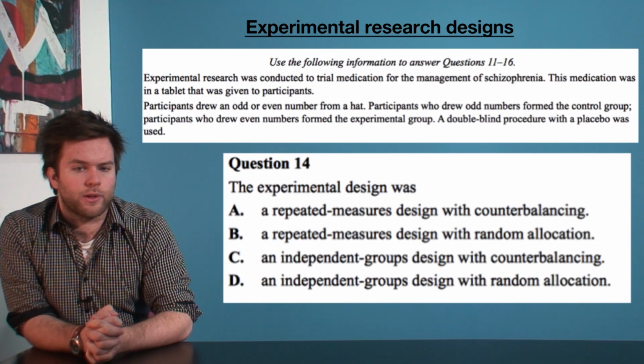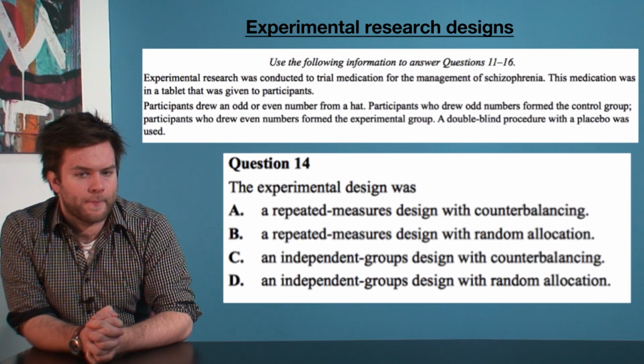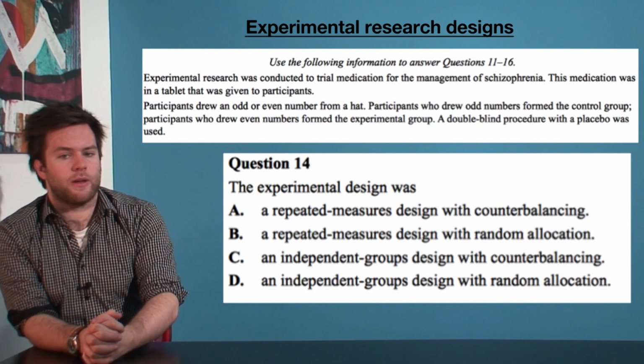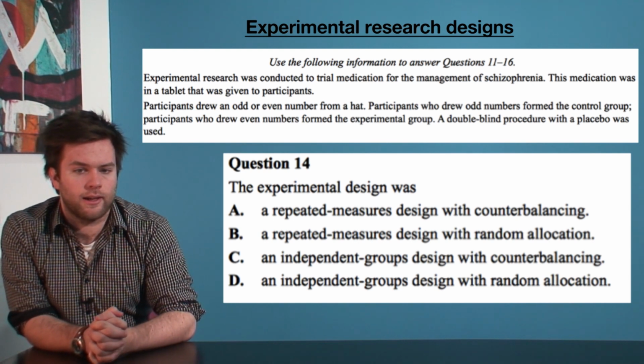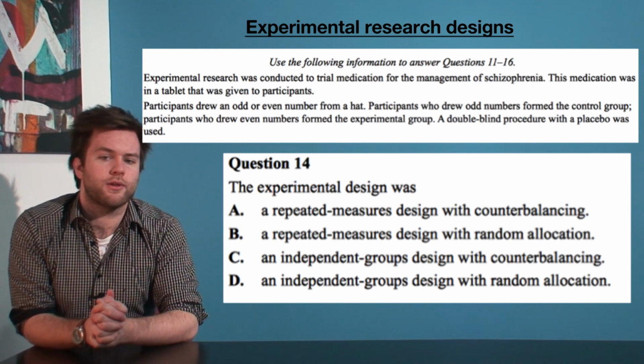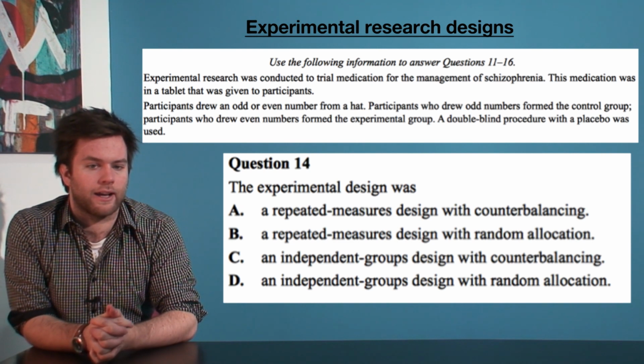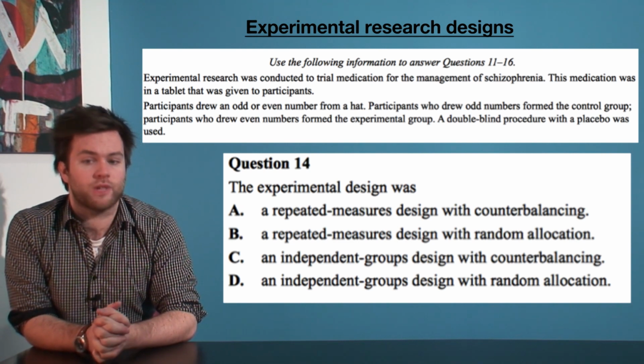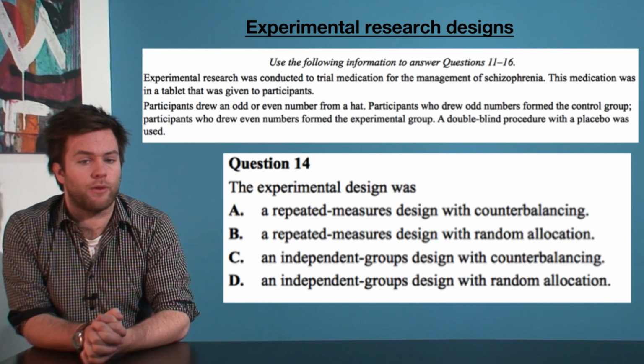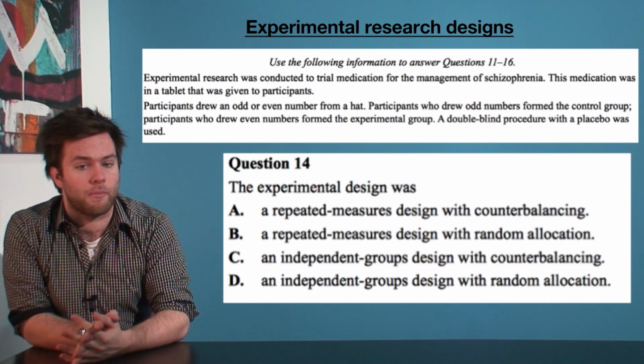Consider this question from the 2013 VCAA exam. The question asks about the experimental design in the provided case study. The case study saw participants who selected an odd number from a hat allocated to the control group, whilst participants who selected an even number from the same hat were allocated to the experimental group.